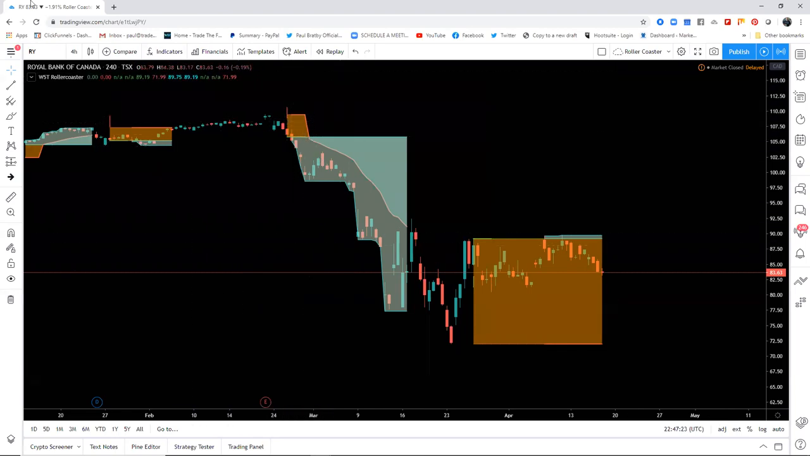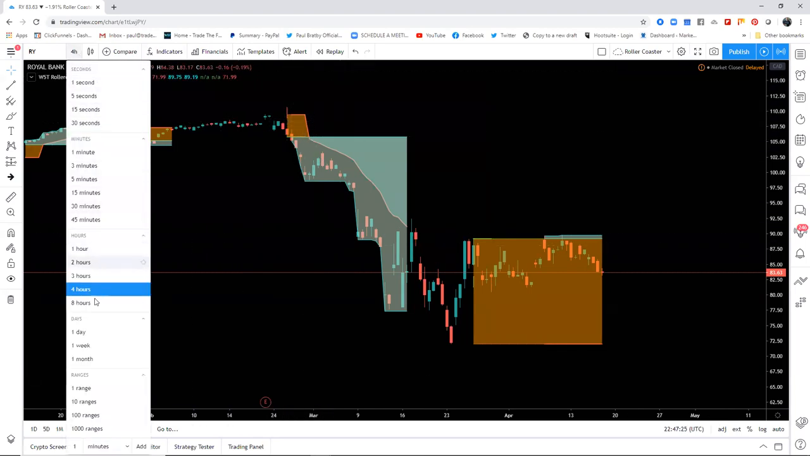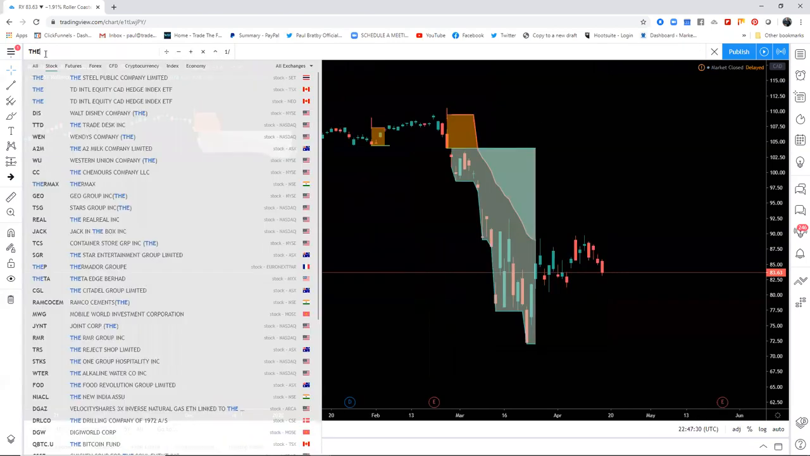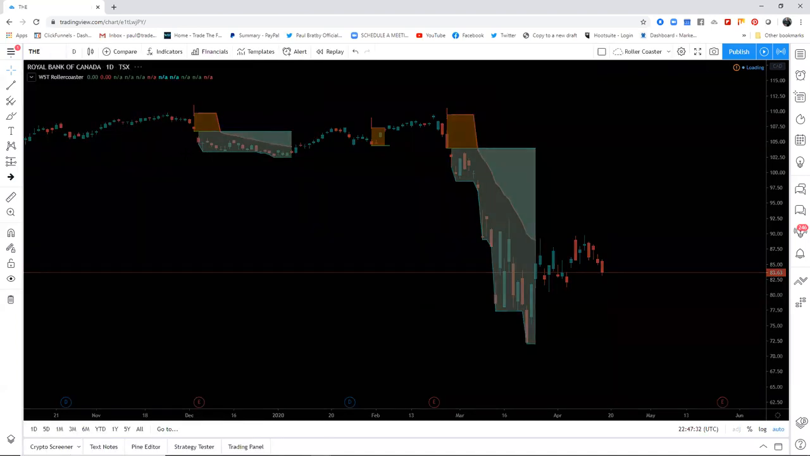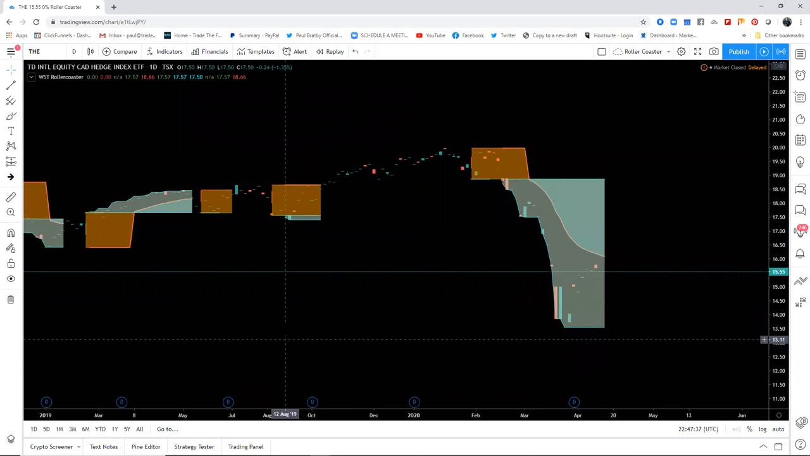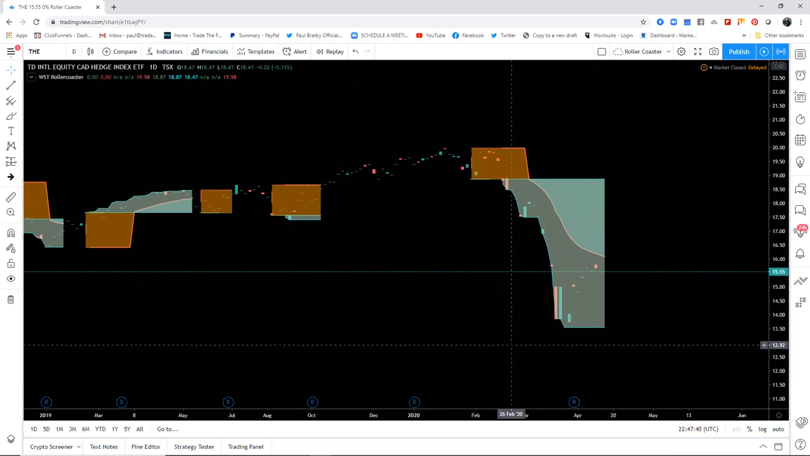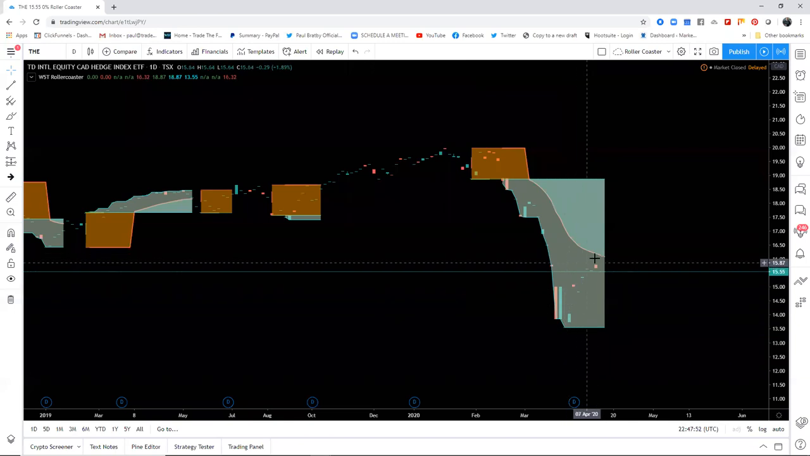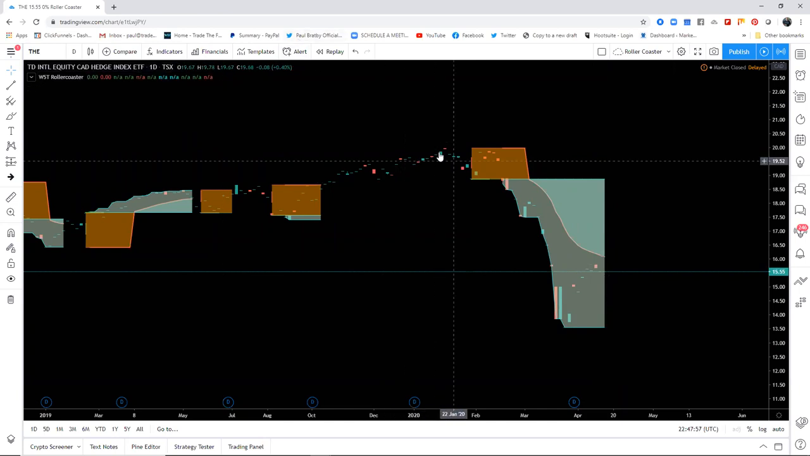That's a good looking short though, wasn't it? You should be short that one. Hopefully you're short on that, Steve, because that was a great looking short. It triggered on the 24th of Feb and it's still short now. It's had some gap ups here though, so I'd be very careful. I'd be getting out if you were short there. Does that help, Steve?